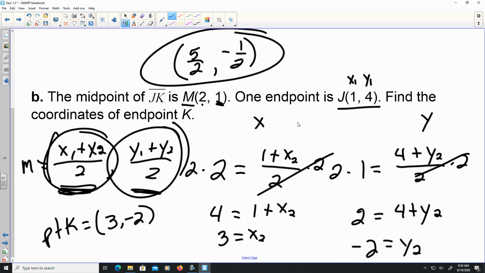And I advise you to check your work to make sure that it is in fact going to work out. So if I have 3 here, 3 plus 1 is 4, 4 divided by 2 is 2, checks out. Negative 2 plus 4 is 2, 2 divided by 2 is 1, it checks out. So 3 comma negative 2 is my result.